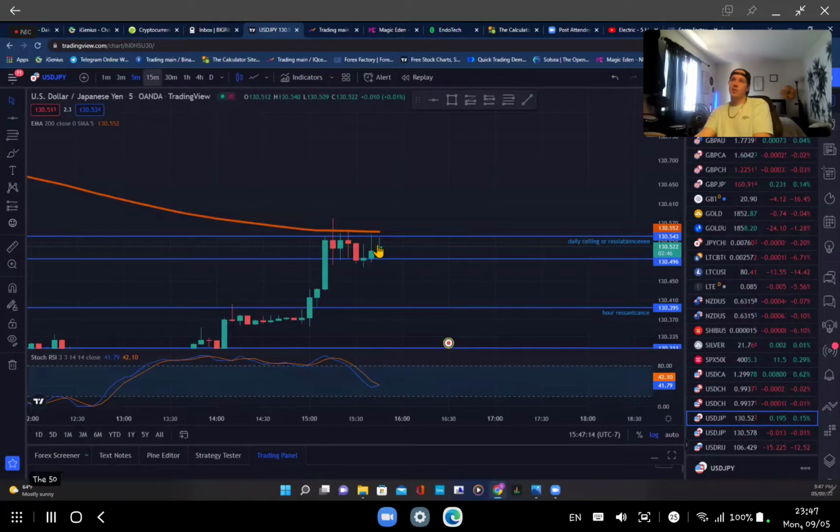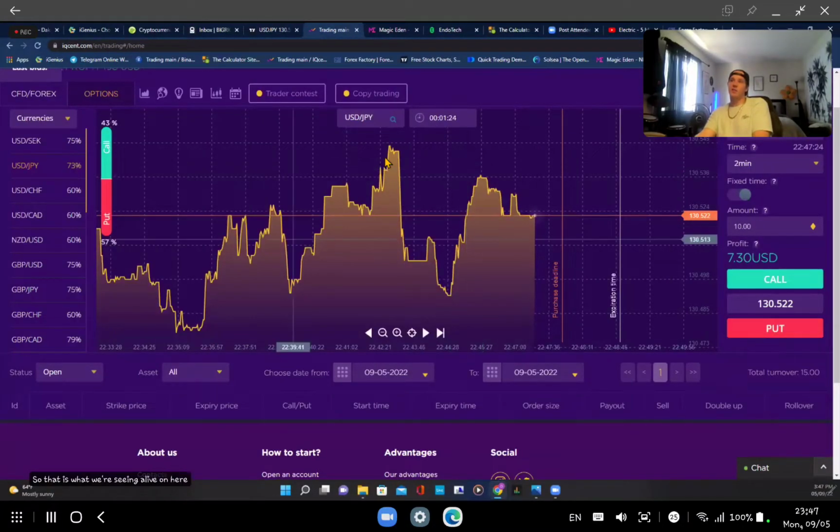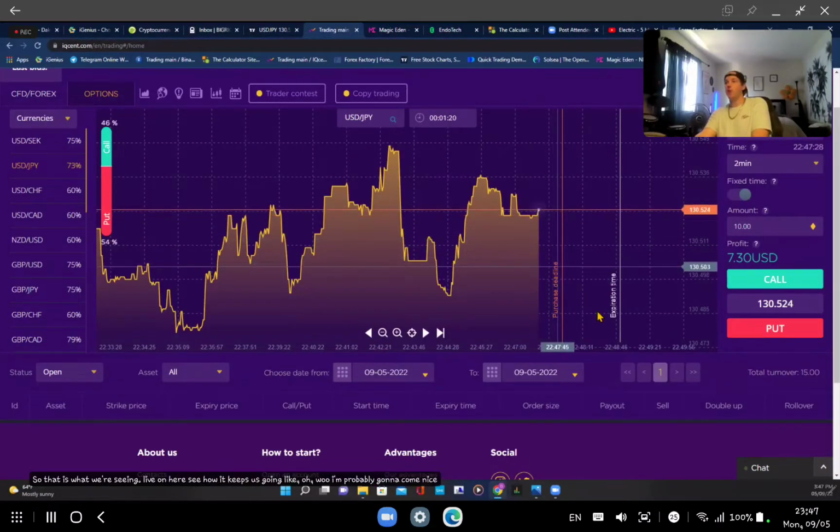The 15-minute keeps shooting past it and pulling it down, shooting past it and pulling it down by just a little bit. So that is what we're seeing live on here. See how it keeps just going like, oh, whoa, whoa. And I'm probably going to come by, go up, come back down.